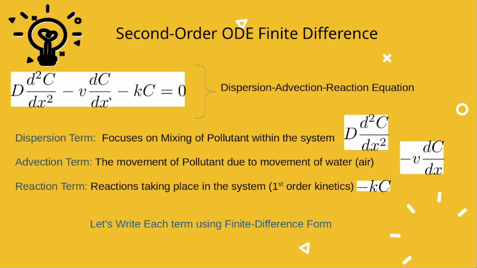The advection term essentially denotes the movement of the pollutant due to the movement of water or air or whatever the solvent in which that pollutant is present. And then this Kc term is a measure of the reactions that are taking place in the system, and we are going to assume that they follow first order kinetics or some sort of an exponential decay, and that gives us minus Kc. As you can see, if I know D, I know V, and I know K, this is actually a homogeneous first order ODE.